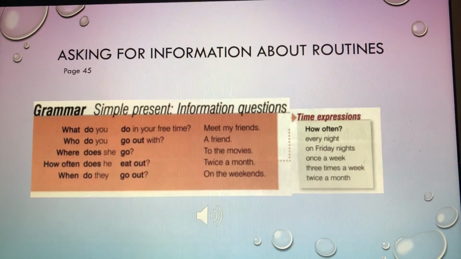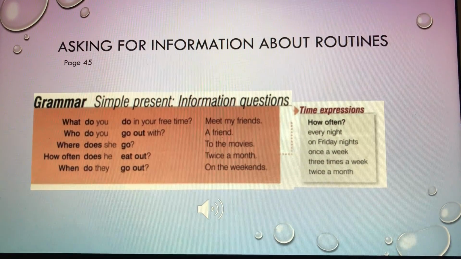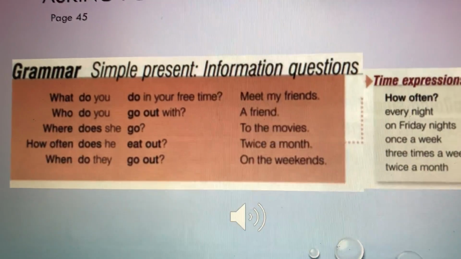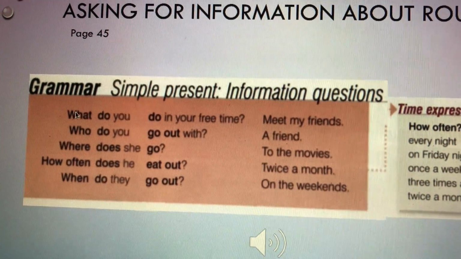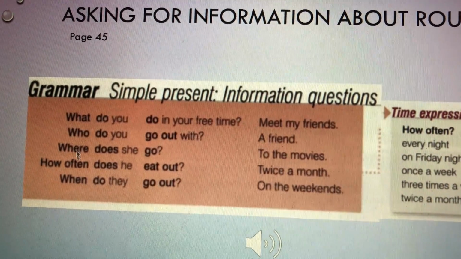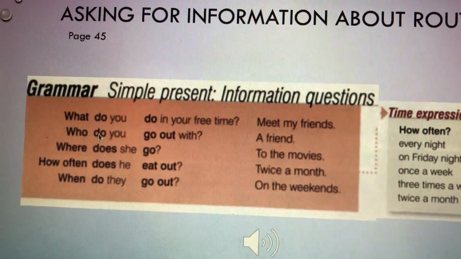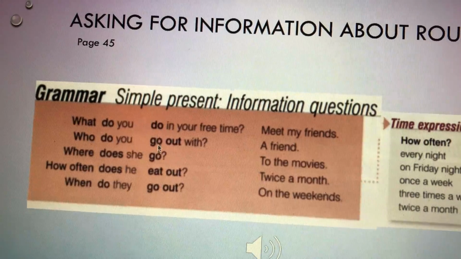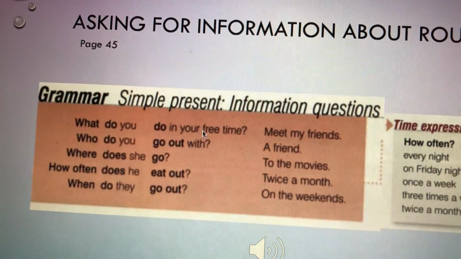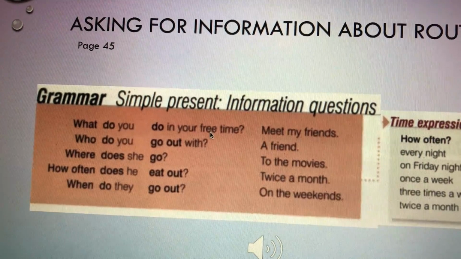Take a look into this, which is from the book on page 45. Right there you have, and you can remember the structure. Take a look over here. The first column is going to be the WH question. Then we have do or does. Then you have the subject, and then you have the verb. And of course, in some cases, we have the complement.